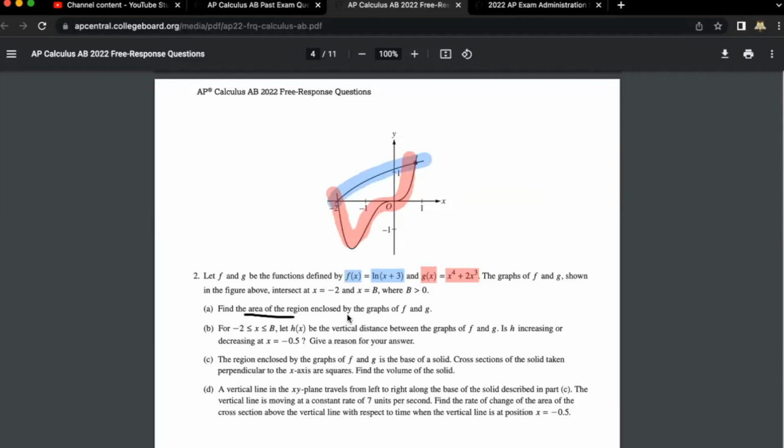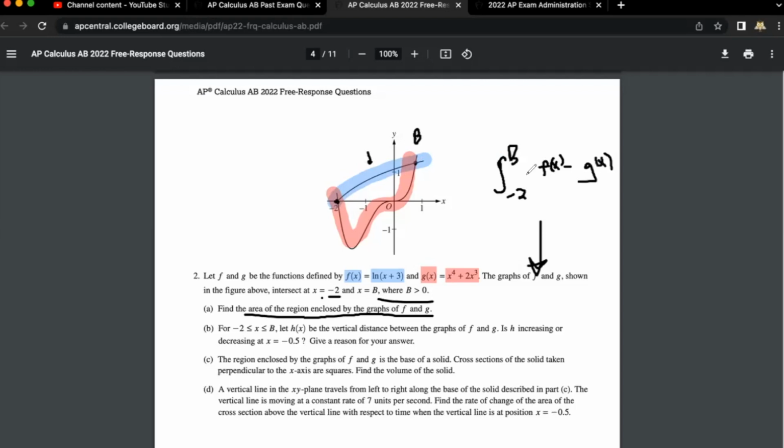Find the area of the region enclosed by the graphs, right? The graphs of f and g shown in the figure above intersect at x equals -2 and x is equal to b. They didn't tell us that. All right, where b is greater than 0. Find the area of the region enclosed by the graphs. Okay, we're going to have to do the integral from -2 to b of top, so f of x minus g of x, right? That makes sense.